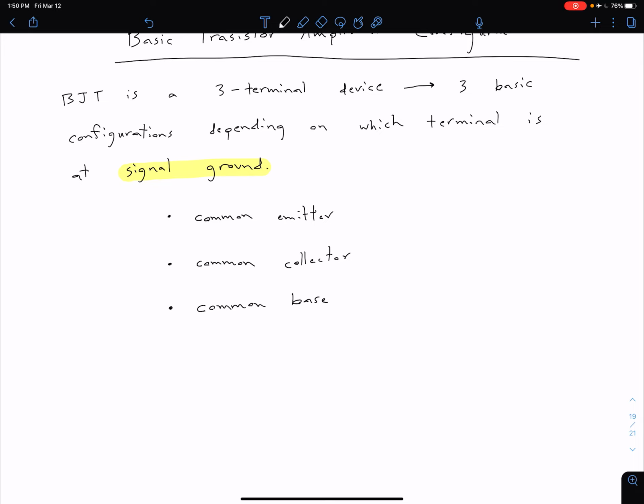So our first one, our emitter, is going to be at signal ground, our collector at signal ground for our second one, and for our third one, our base at signal ground. And so we'll also see that this second one, our common collector, will also commonly be called our emitter follower. And so why that is, we'll see a little bit later on as we learn about some of the characteristics of it.